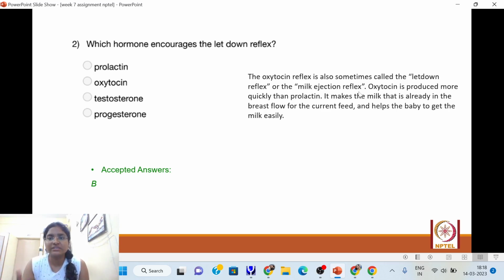As the term says itself, it is for letting the milk out of the breast. So that function is done by oxytocin. Oxytocin is produced more quickly than prolactin, right? It makes the milk that is already in the breast flow for the current feed. So oxytocin functions in taking out the milk as the baby is sucking the breast, helping the baby to do the current feeding and get the milk easily. That is known as the let down reflex, which is done by oxytocin.